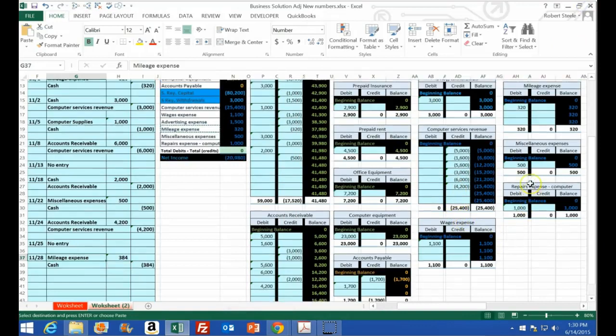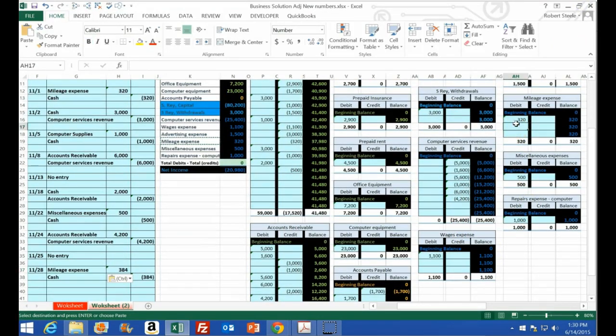We're going to look for the mileage expense on AH 17 equals, pointing to the mileage journal entry in H37 and enter. Then we're going to go to the cash account on R24 equals, point to the credit in cash on I38, and that will put us back in balance here. And there we have that.